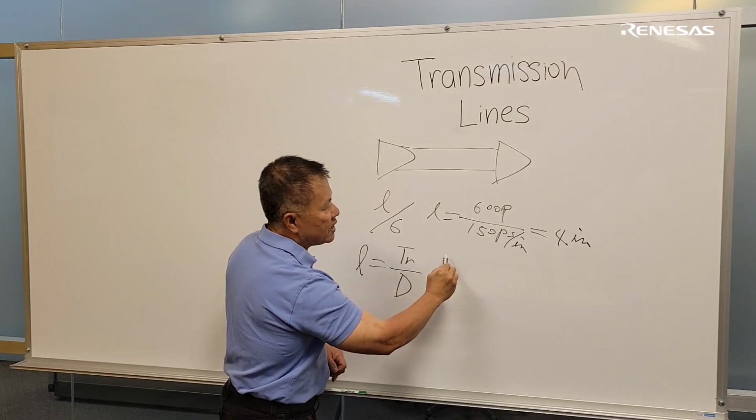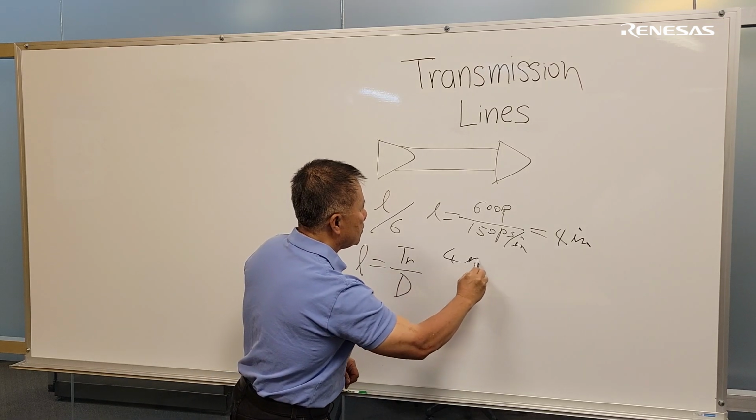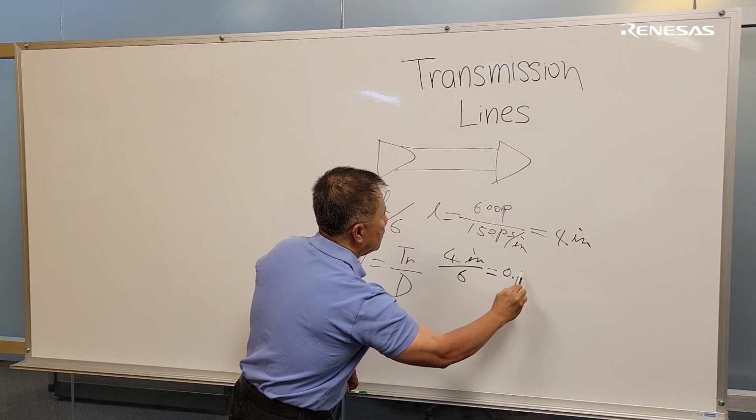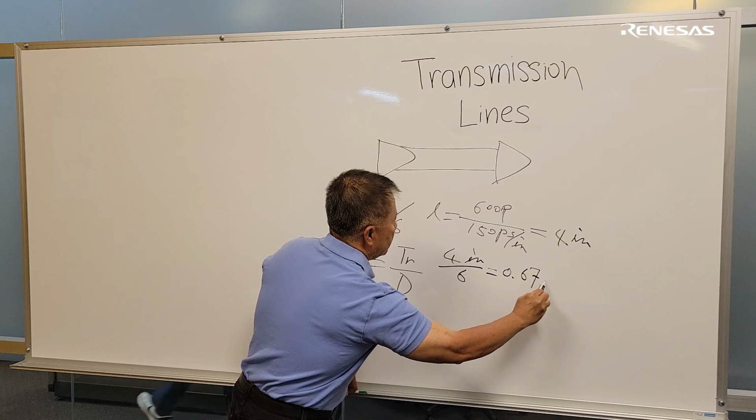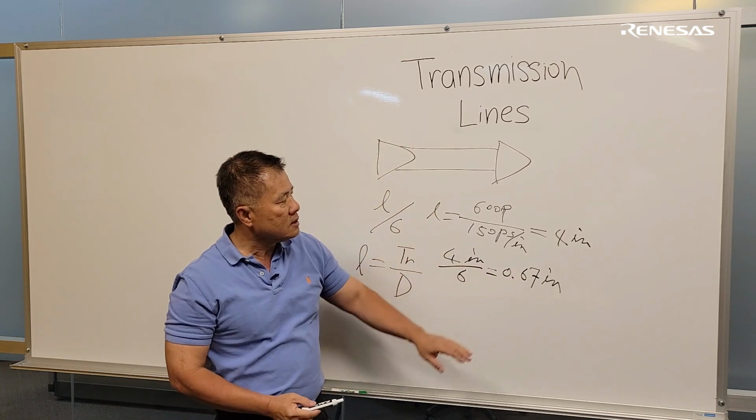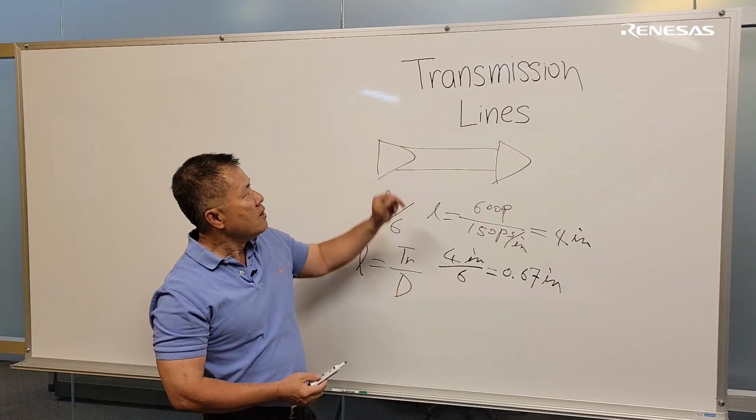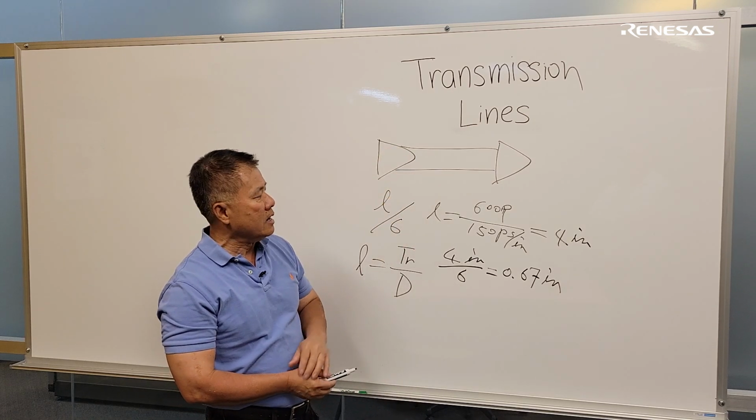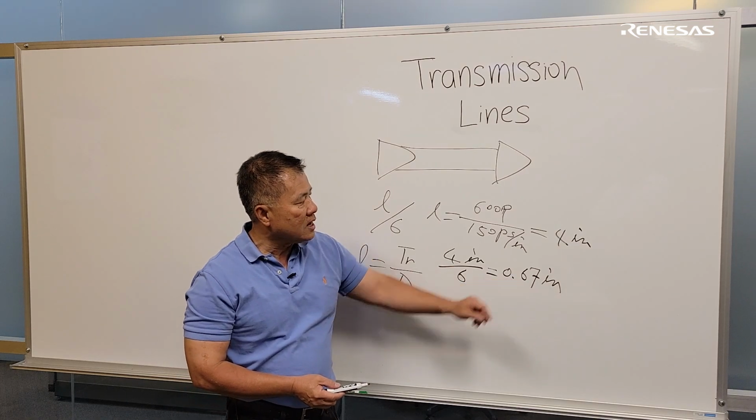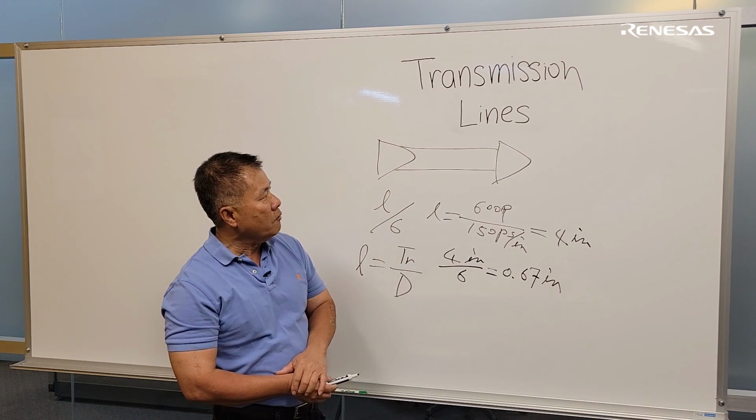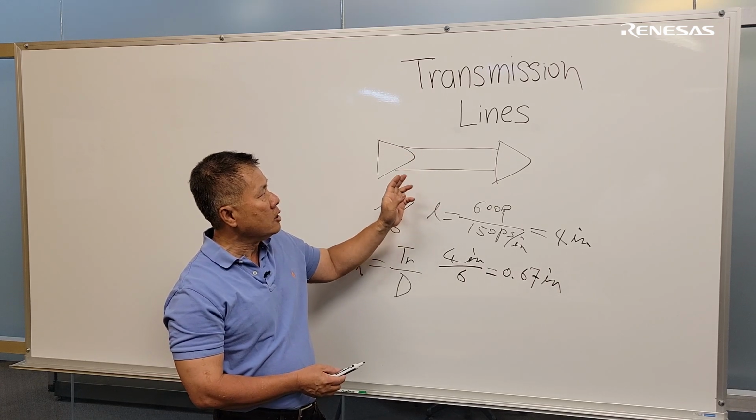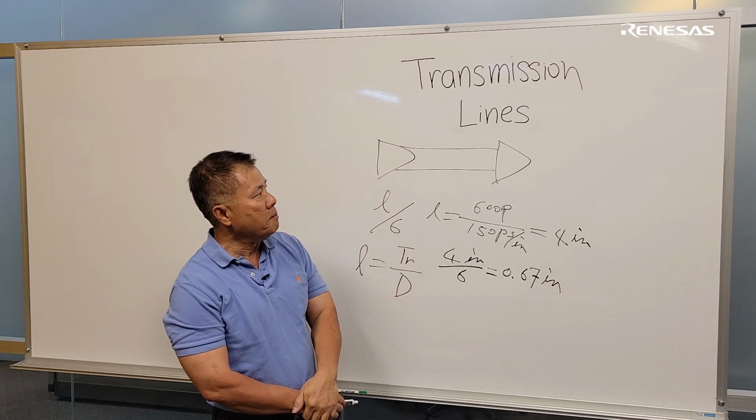And if you take the effective length of 4 inch, divide by 6, it is equal to 0.67 inch. So if the trace length is shorter than 0.67 inch, then we can treat it as lump. And if the interconnection is longer than 0.67 inch, then we need to treat it as transmission line. So impedance needs to be controlled and we need to have match load termination.